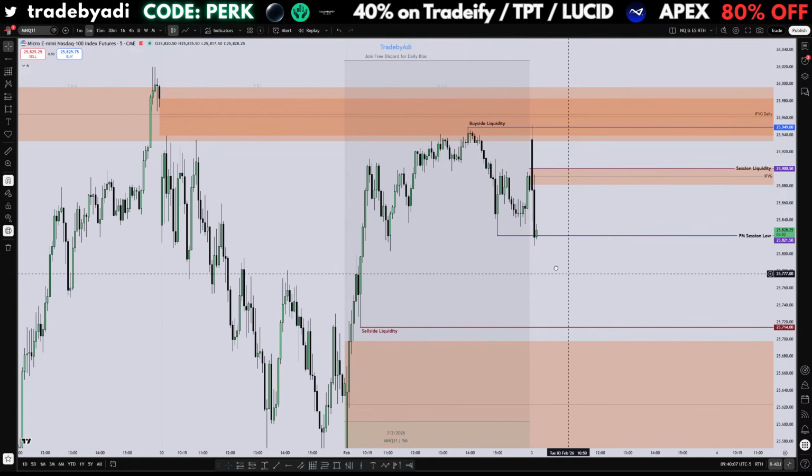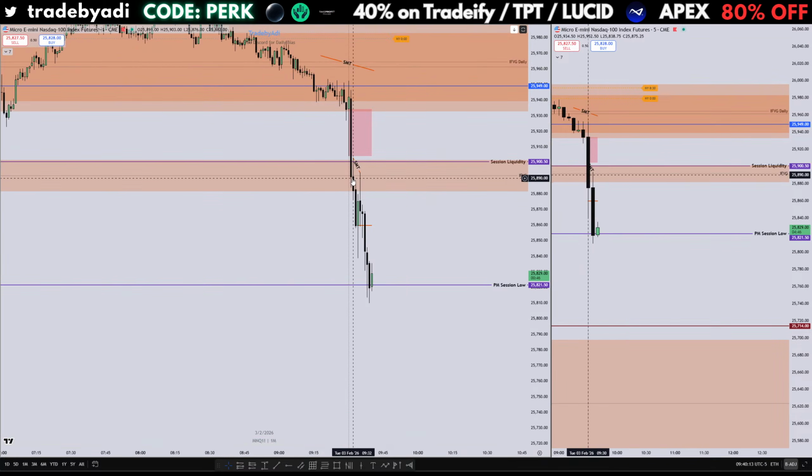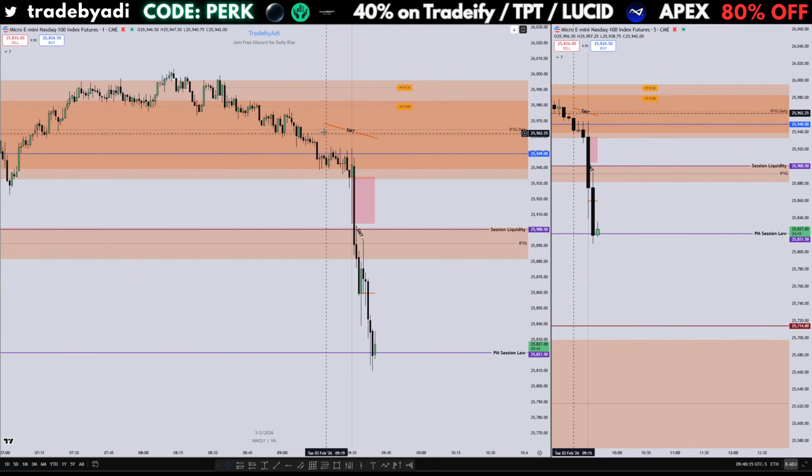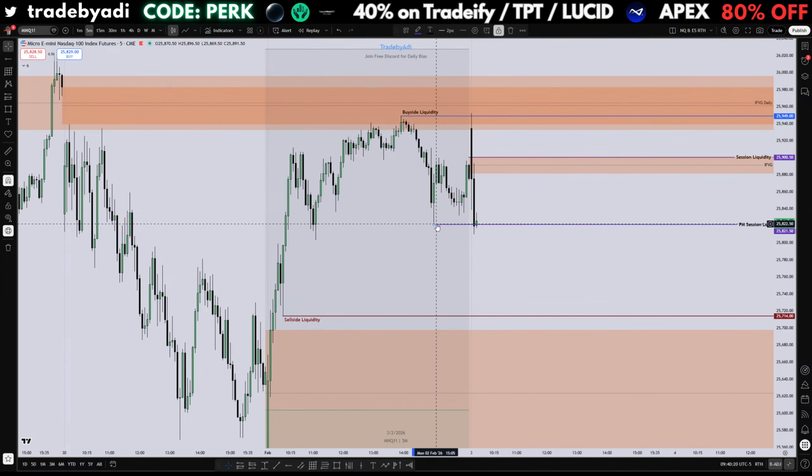On RTH chart, we have taken out the major liquidity. First, we did a manipulation to the upper side, so that's why I was not expecting any kind of manipulation. Also, we were having an SMT, and this was the nearest target. I drew this session liquidity beforehand.